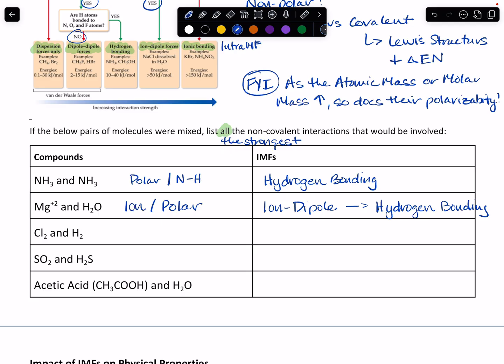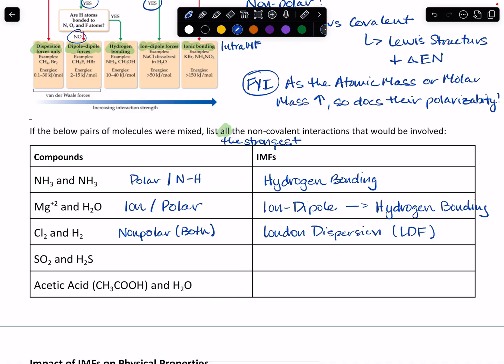Cl2 mixed with H2. So these are both nonpolar molecules. So this is going to be your London dispersion forces. I also tend to call these LDFs. These are going to be very weak intermolecular forces.